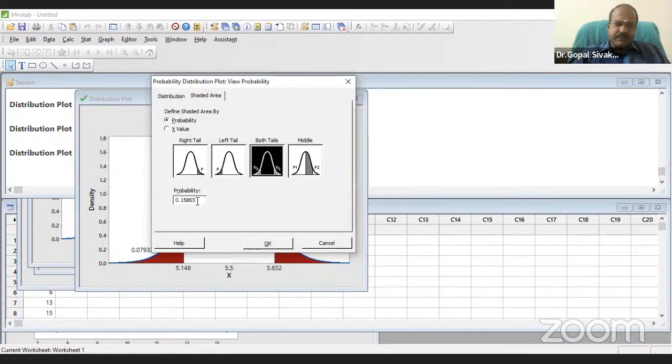Take this. Let us give the outside area. Outside area is how much? 100 minus 68.27. It is coming to 0.3173. So it will divide into 2, right? 0.3173 is the outside area.